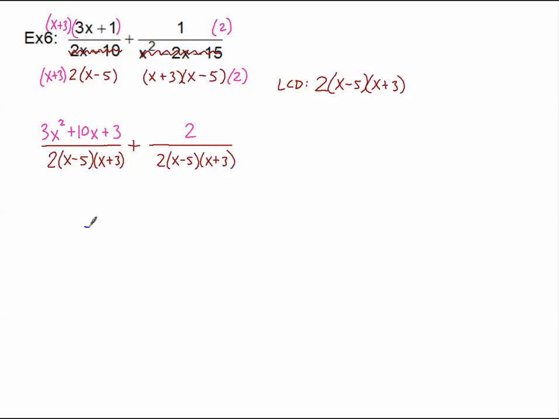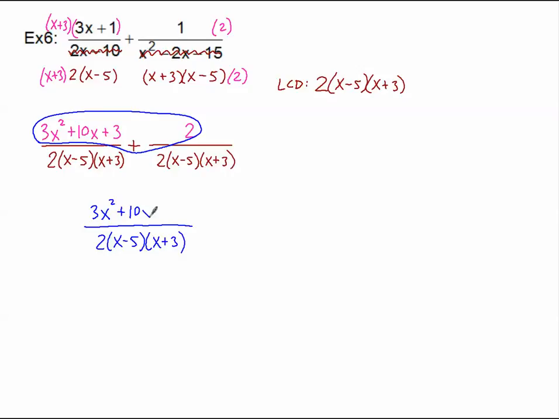Now they have the same denominators. I know that I can combine these two fractions together. And the denominator will stay the same, simply by adding the stuff in the numerators. This 3x squared plus 10x plus 3 plus 2. So really, I'm just going to do this in one step. I see it's just 3 plus 2 that makes the 5. So I've got my 3x squared, my 10x, and my 5.